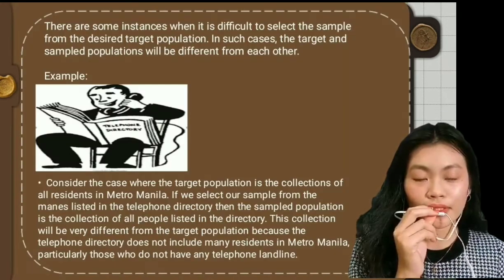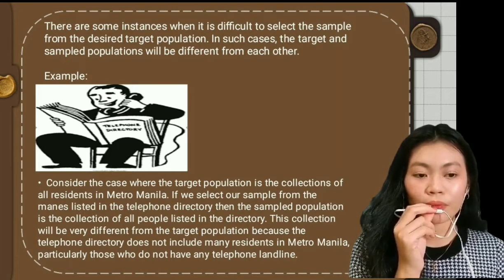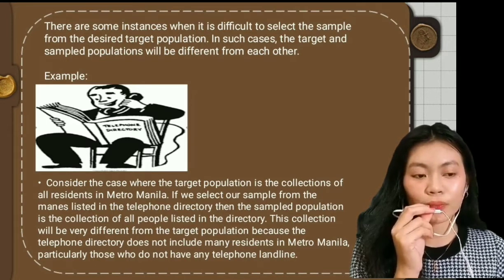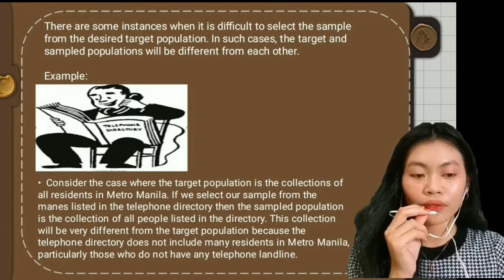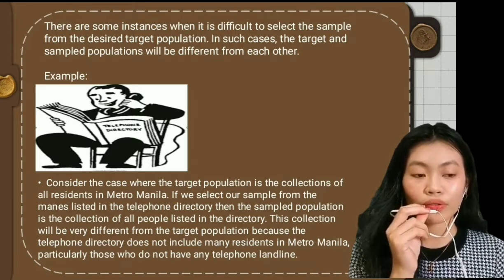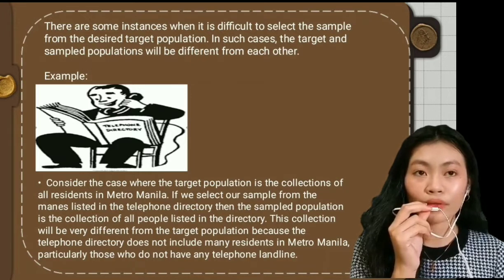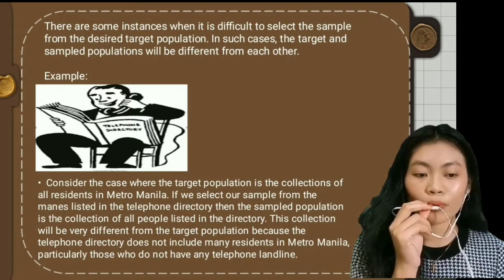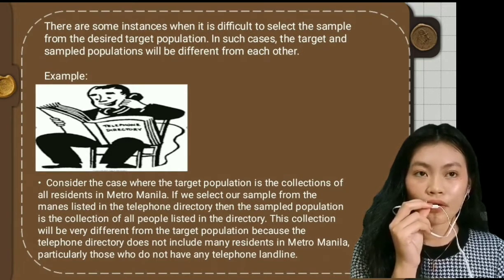There are some instances when it's difficult to select the sample from the desired target population. In such cases, the target and sample population will be different from each other. So for example, in Figure 3, consider the case where the target population is the collection of all residents in Metro Manila. So if we select our sample from the names listed in the telephone directory, then the sample population is the collection of all people listed in the directory.